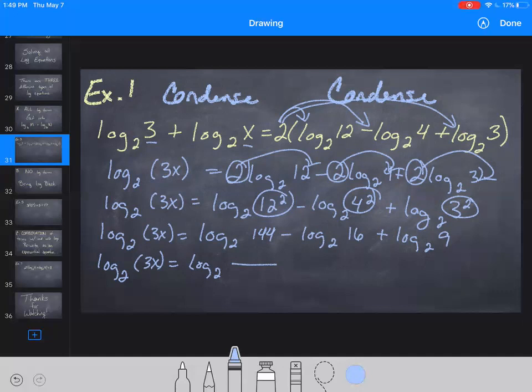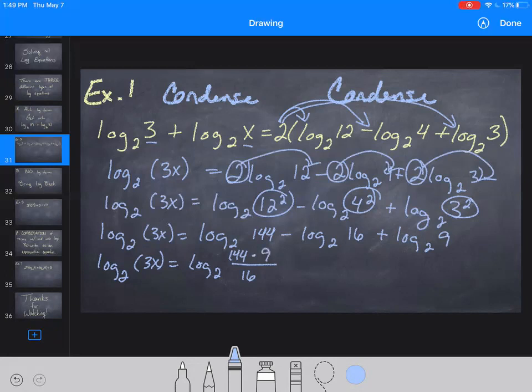So that 144 has a positive log base 2 in front of it. So I'm going to have the 144 in my numerator. The 16 has a negative log base 2 in front of it. So the 16 is going in my denominator. And then that 9 has a positive log base 2 in front of it. So my 9 is going to go in my numerator.